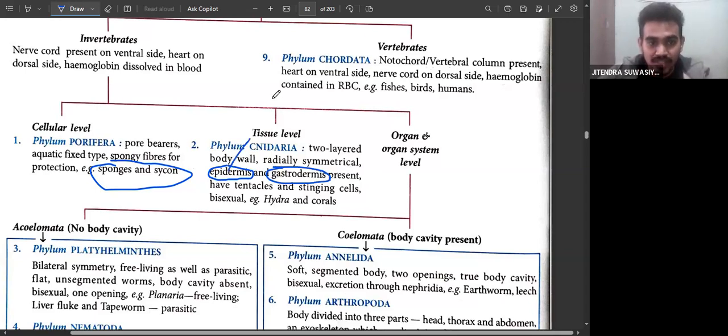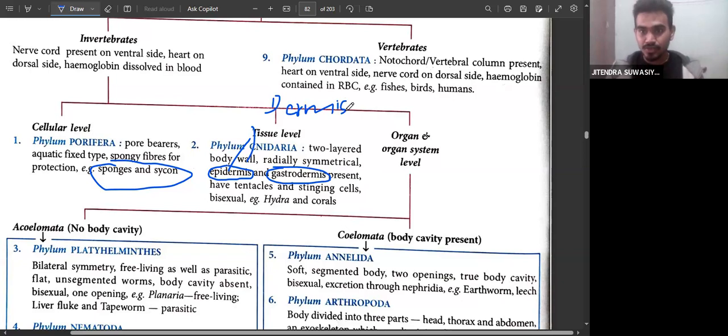Dermis means skin. If we have a skin problem, we go to the dermatologist. Dermis is something related to skin only. The skin is called epidermis. And what is gastrodermis? Gastro means related to the stomach.